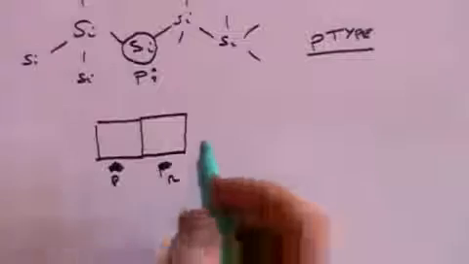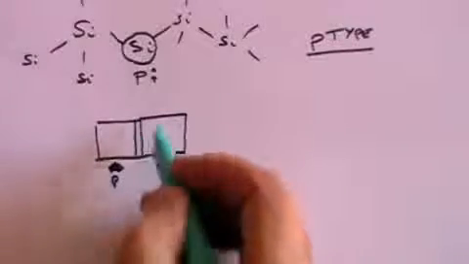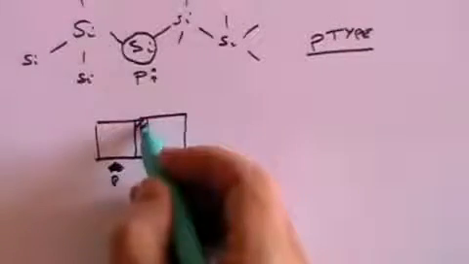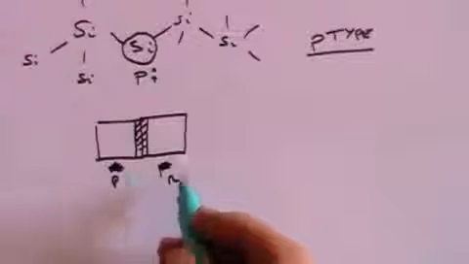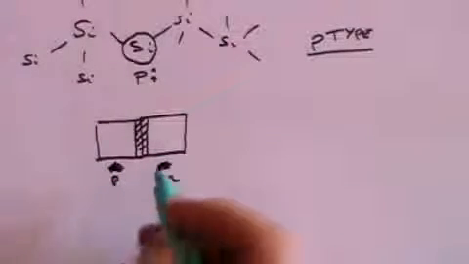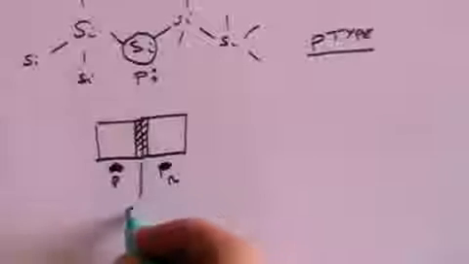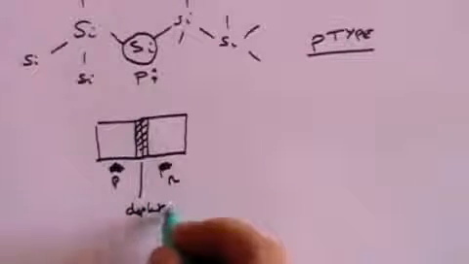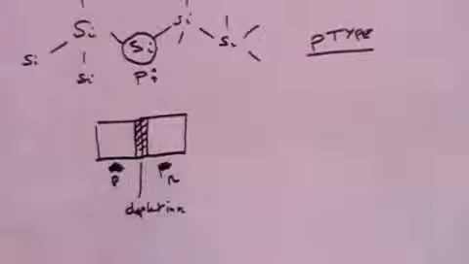What happens when you bring them together? Well, there's going to be a little bit of region here where the electrons in the n-type will fill the holes in the p-type, and you get what's called a depletion layer, where you don't have any excess of electrons or any excess of holes.